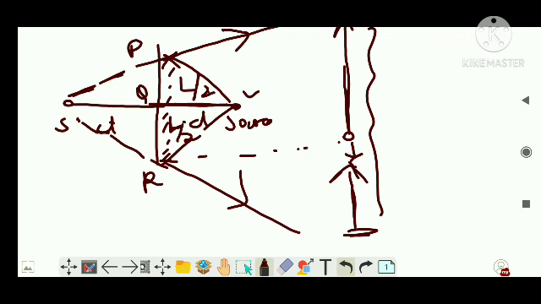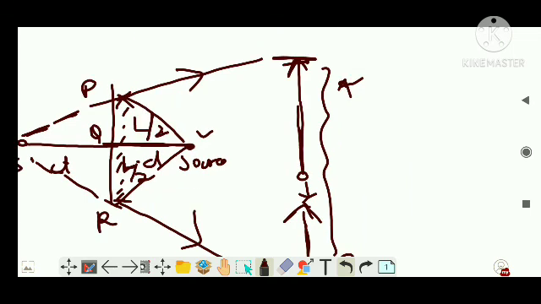Clear? Let's say this maximum point is A and this maximum point is B. Between A and B, only this person can see. So let's take this midpoint, and let's say this point from where the man is starting is C dash. Clear? Let us extend from source to this point. Let's say this is C dash.